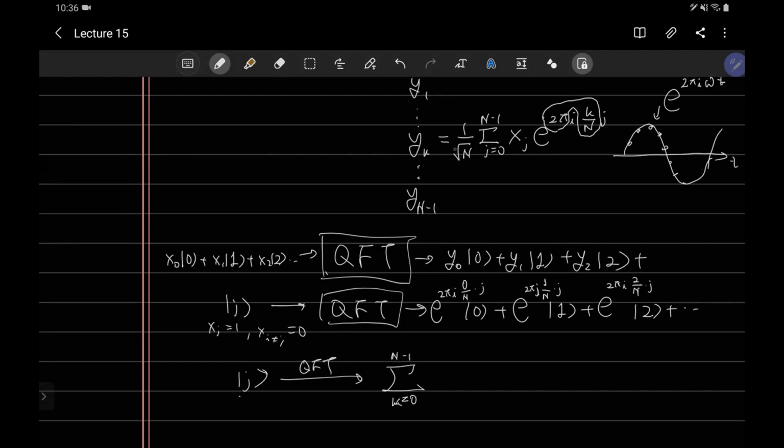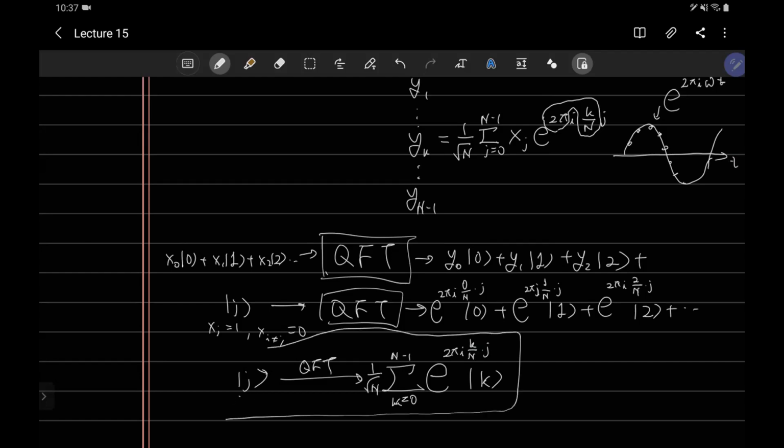And then I also forgot to mention that each of these will have 1 over square root of n, and then each of the vectors, k from 0 to n minus 1, and then the coefficient of this one is 2 pi i, and this is k over n, and then this j appears here. So that is the relation we need to figure out.